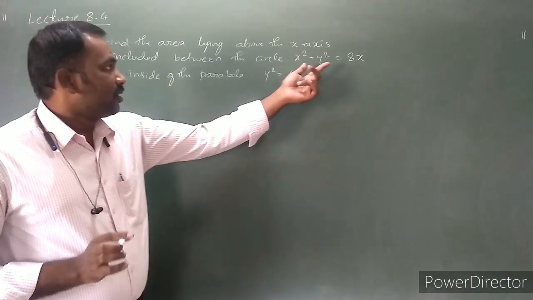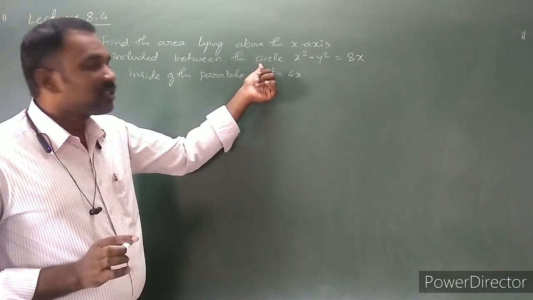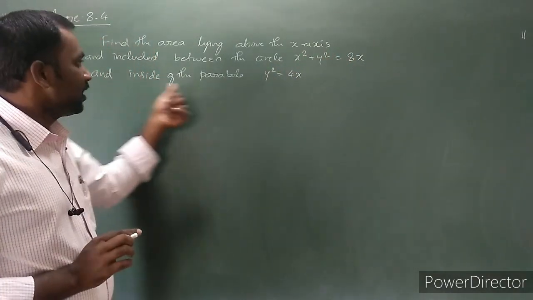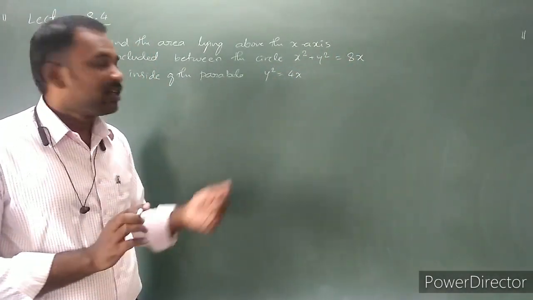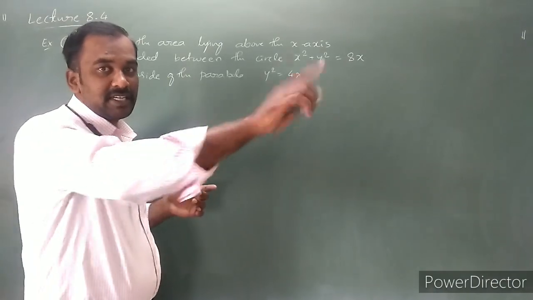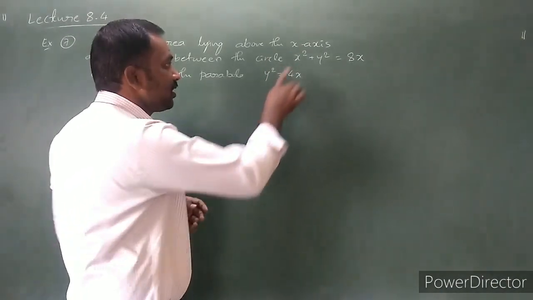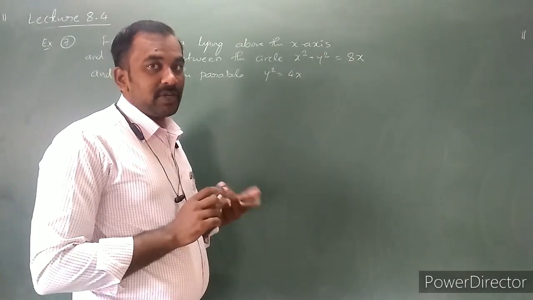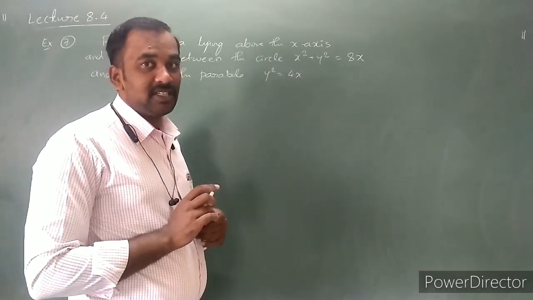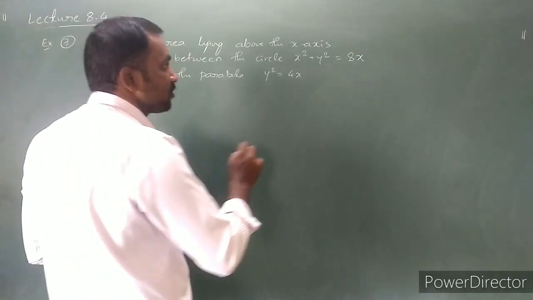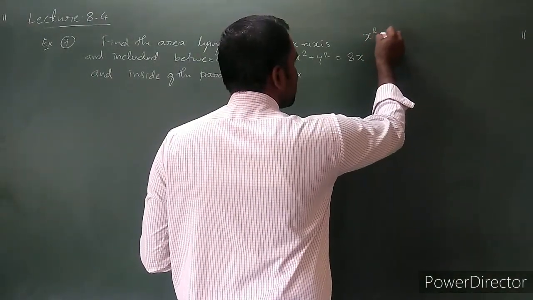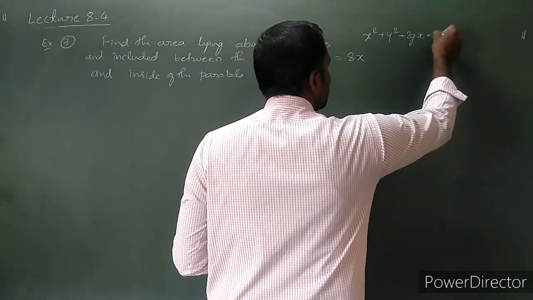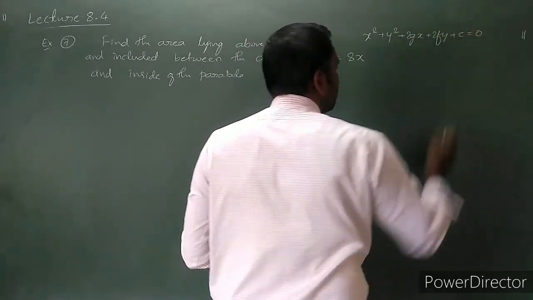Anyway, first of all, they mention the circle x square plus y square is equal to 8x, and the parabola y square is equal to 4x. Y square is equal to 4x means a right-handed parabola. Where is exactly the center of the circle? The center is not at the origin. I know the general equation of the circle. What is it? x square plus y square plus 2gx plus 2fy plus c is equal to 0.